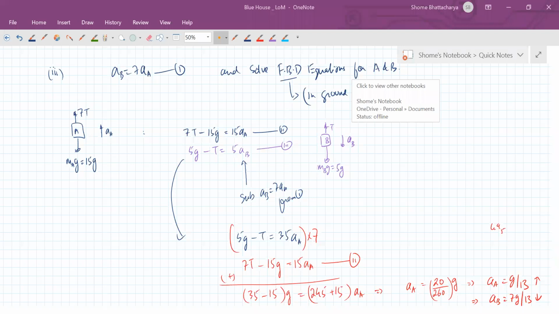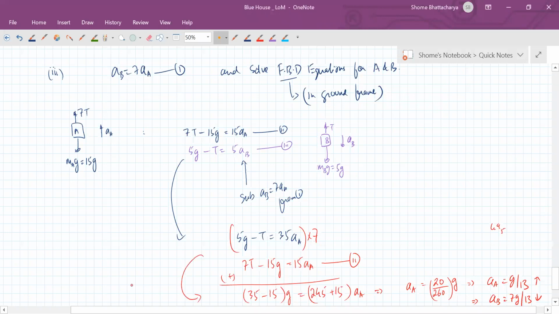To eliminate T, this process here is solving simultaneous equations. But if you're solving for acceleration, then you have to eliminate the other variable of tension. So this is pretty basic math stuff. Solving of simultaneous equations, something you've been doing from class 8, I hope.